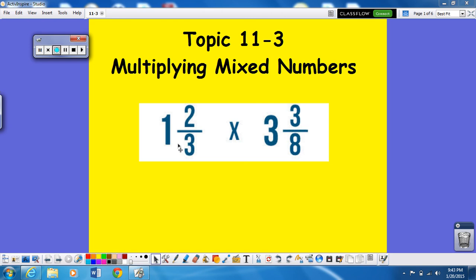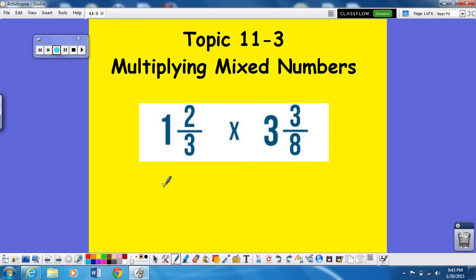Okay, today we're talking about multiplying mixed numbers, topic 11-3. So far this week we have multiplied fractions by whole numbers, fractions by fractions, and now we're going to take it one step further and learn how to multiply fractions by mixed numbers. I just want to show you on this first slide, I've chosen a problem: 1 2/3 times 3 3/8.